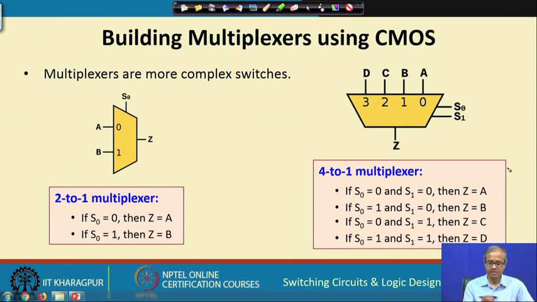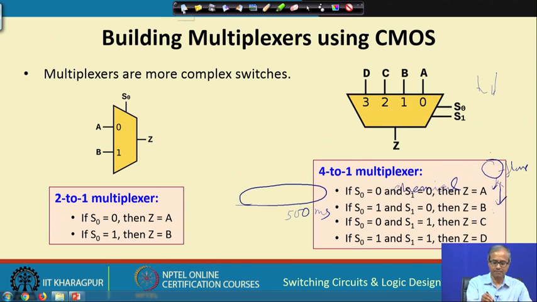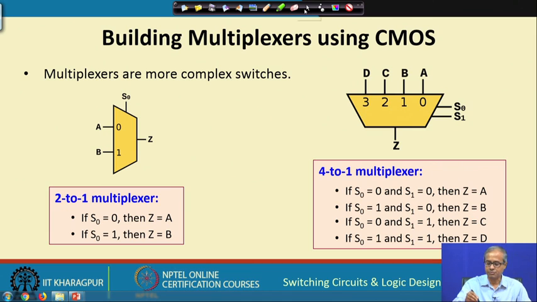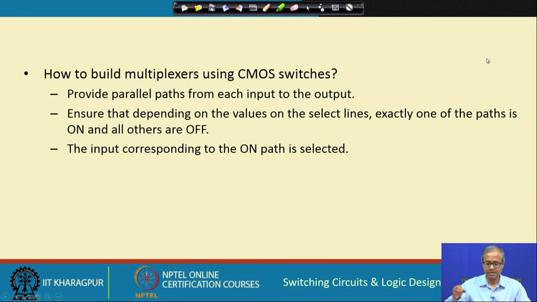There are many applications where these kinds of multi-way switches find a lot of interesting uses. First, let us see how we can realize these so-called multiplexers or multi-way switches using CMOS transistors. This is what we are trying to look at: how to build multiplexers using basic CMOS switches or CMOS transistors.